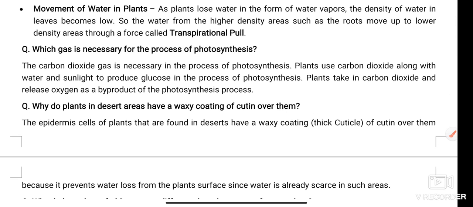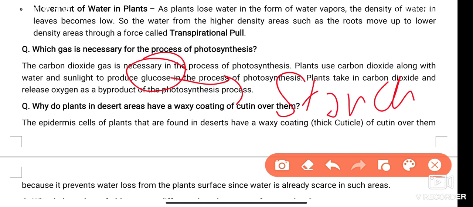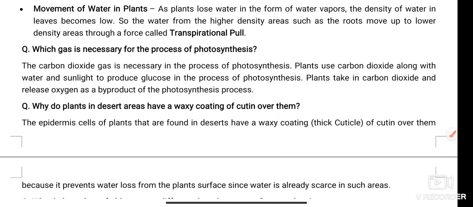Next is why the gas is necessary for the process of photosynthesis. Carbon dioxide gas is necessary for photosynthesis, and plants use carbon dioxide along with water and sunlight to produce glucose. That is the process of photosynthesis, and plants take carbon dioxide and release oxygen as a byproduct. So plants prepare their food in the form of glucose but store it in the form of starch.